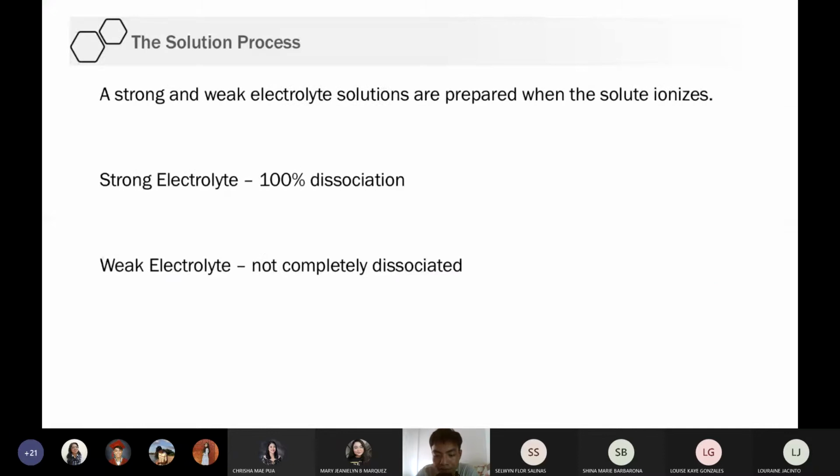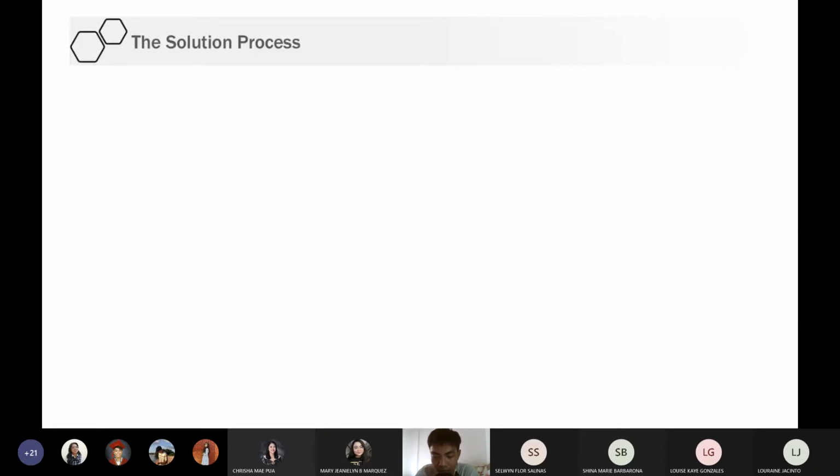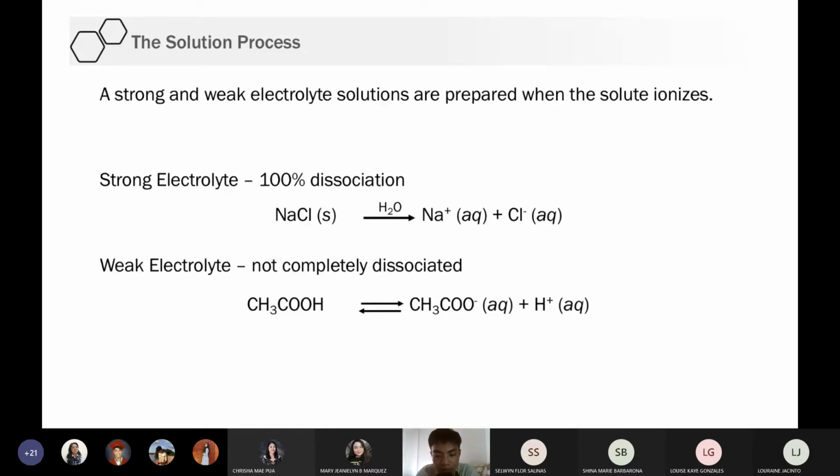So, to sum up, kapag sinabing strong electrolyte, we are pertaining to ionic compounds dissolved in water that fully ionizes. So that means the ions of your salt are separated completely. So magkakaroon ka ng positive charge and negative charge talaga. For weak electrolytes, sila yung mga galing sa ionic compounds that do not fully dissociate.